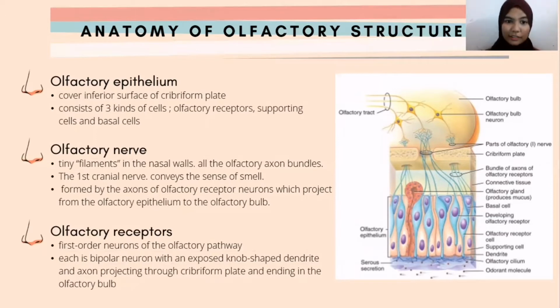Next, we have olfactory receptors. These are the first order neurons of the olfactory pathway. Each is a bipolar neuron with an exposed knob-shaped dendrite, and an axon projecting through the cribriform plate and ending in the olfactory bulb.